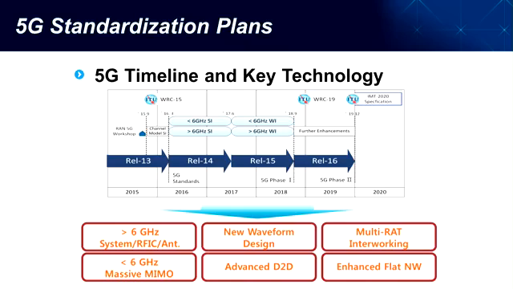The core technologies that must be developed are above the 6 gigahertz frequency system, RFIC, and antenna technology. We also need new waveform designs. In addition, multi-radio access technology, multi-RAT internetworking technology. For below 6 gigahertz signals, we want to accomplish massive MIMO technology. In addition, we want advanced device-to-device, advanced D2D technology, and also enhanced flat network technology. You may be thinking, enhanced flat network? What does that mean? Just wait, I'll explain it to you.